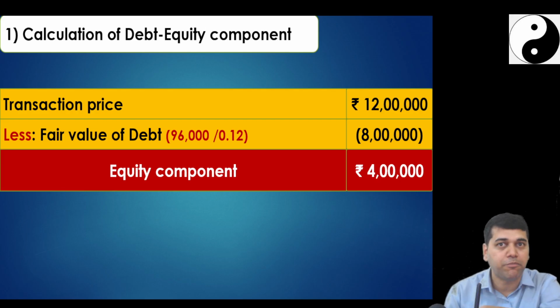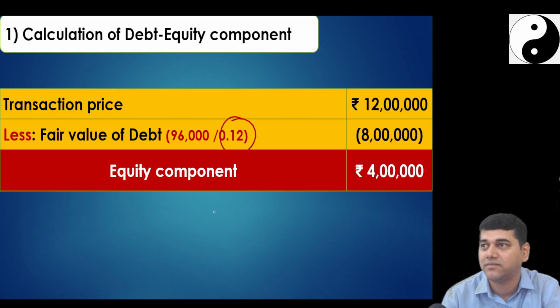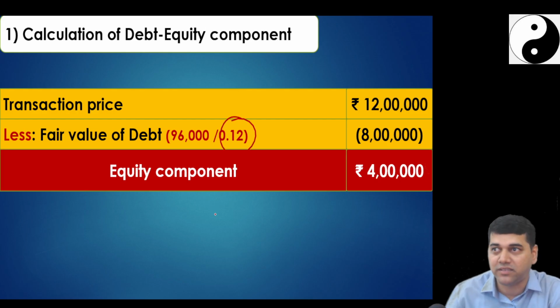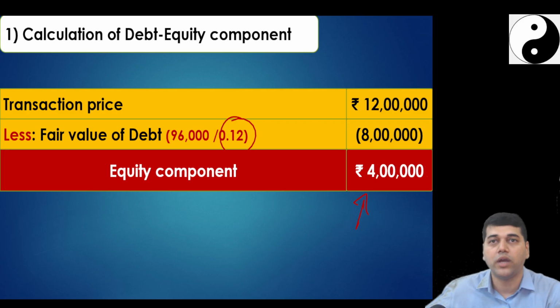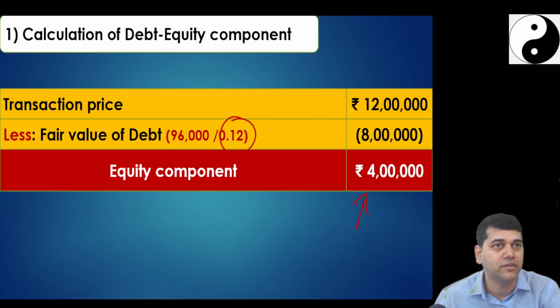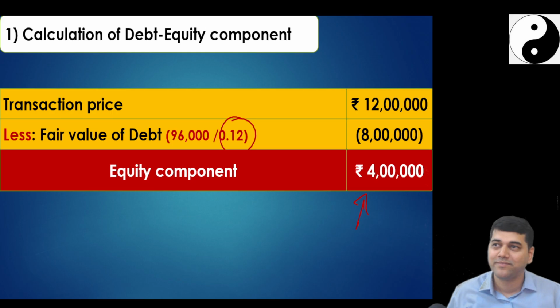Because for your type of profile, he should have charged 12%. But since he's charging 8%, 4 lakh is the benefit you have got right now. And that is equity. Now, why on earth did he give you 8%? When somebody is charging 12%, that is a debt. For me, it is equity.